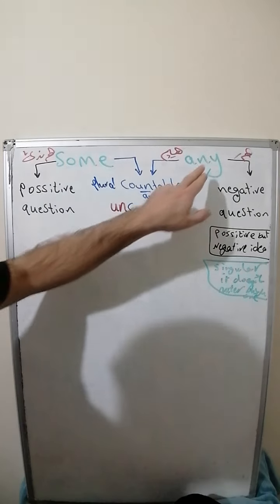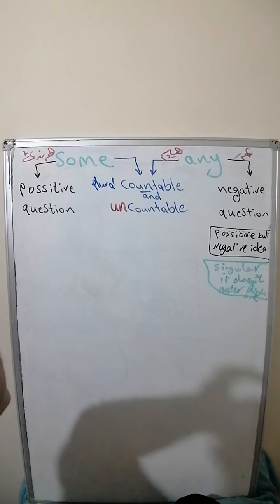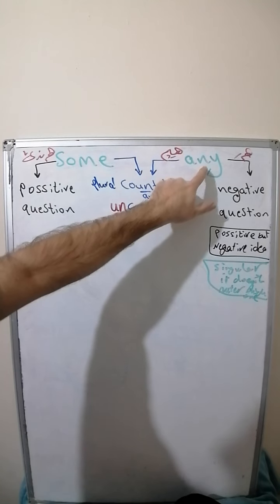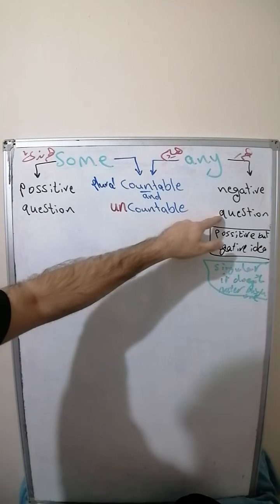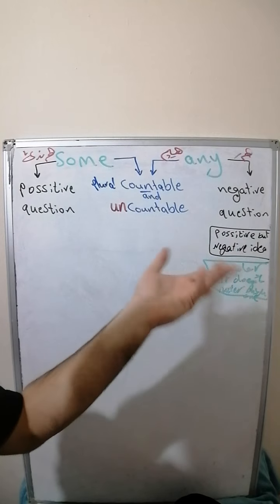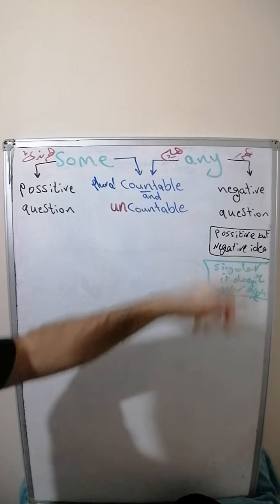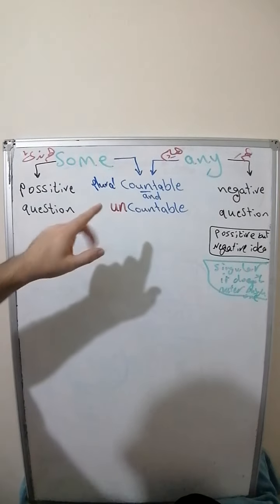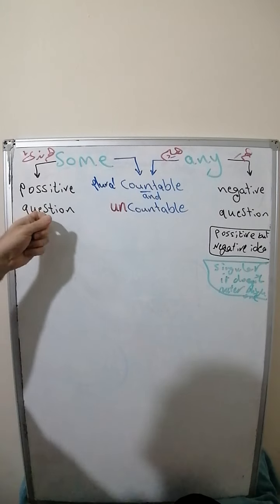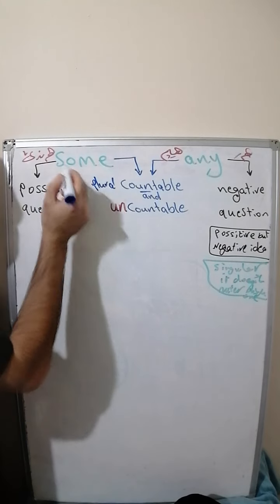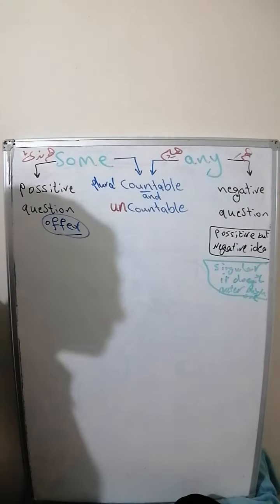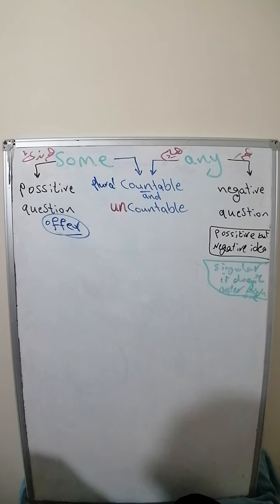But remember, when you use any, mostly you may expect the answer will be no, because as I said, any can be used with a negative sentence. So when you ask using any, you expect the answer to be negative, or you don't have any information. But when you use some in a question, you expect the answer will be yes, or you are making an offer. Mostly when we use some in questions, we use it for offers. An offer is when you offer something to someone.